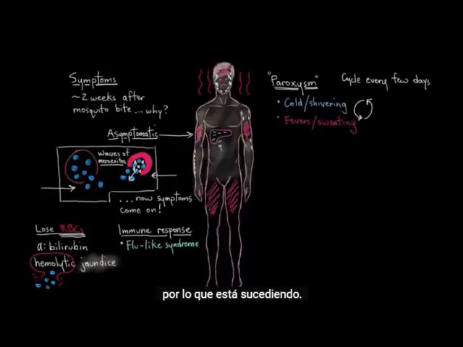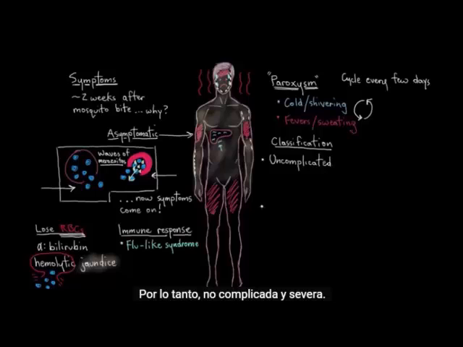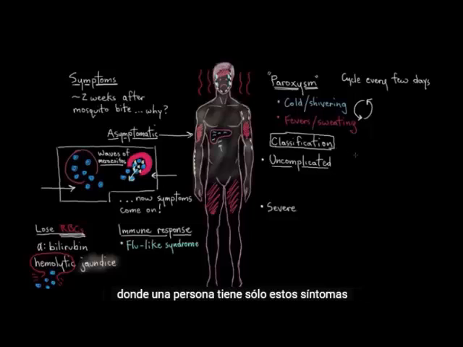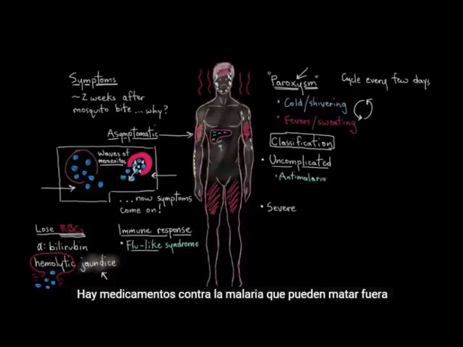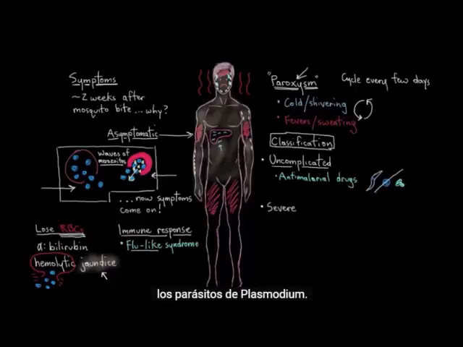So the last thing I'll mention, we classify an illness with malaria into two broad groups, uncomplicated and severe. Uncomplicated malaria would be an infection where a person has just these symptoms that I've described: flu-like symptoms with this paroxysm and maybe some jaundice. And this type is pretty easily treated with medications. There are anti-malarial drugs that can kill off the plasmodium parasites, and the person can usually get back to being 100% better.